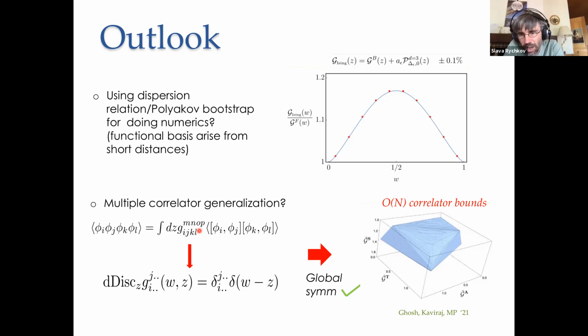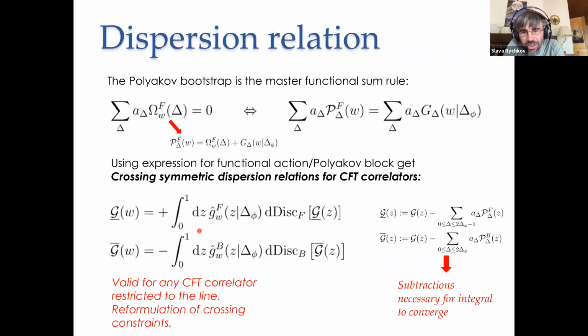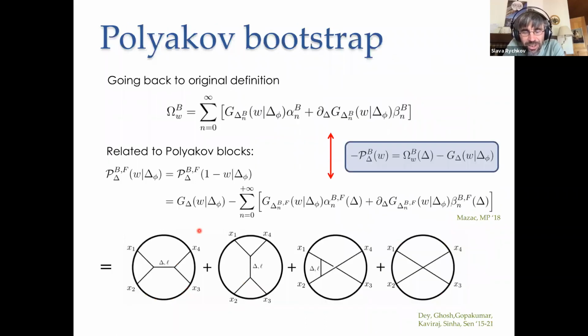And so are these functions easier to evaluate? Like suppose that I fix the w, I want to evaluate it as a function of delta. Is it easier to evaluate than the alpha n's and beta n's? Numerically, say, or in any way.